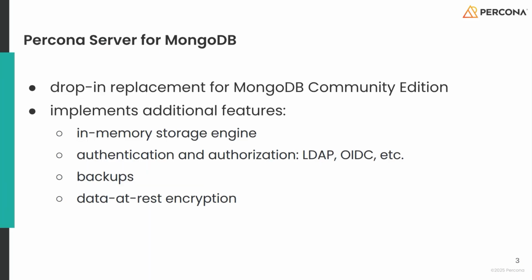Technically speaking, Percona Server for MongoDB is a fork of MongoDB Community Edition and maintains backward compatibility with the latter. On top of its upstream, it implements some additional features, for instance, various authentication mechanisms and backups and so on. Many of those features are especially useful in enterprise environments. But today we will focus on securing user data with data at rest encryption.